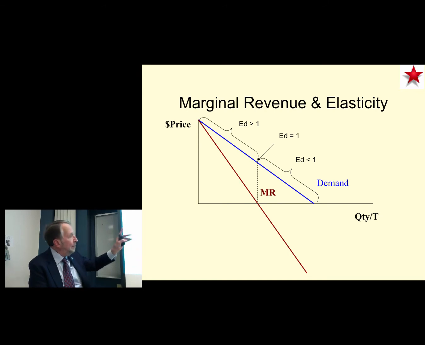So the shortcut to draw the graph is draw the straight line demand. Marginal revenue is the same as price for the first unit. It's equal to 0 at the midpoint of the demand function. And then below that, it is negative. And so it matches up with the elastic region, it's positive.